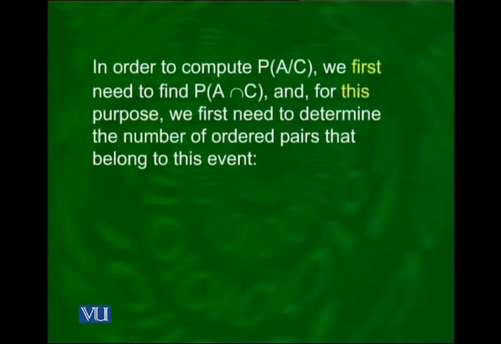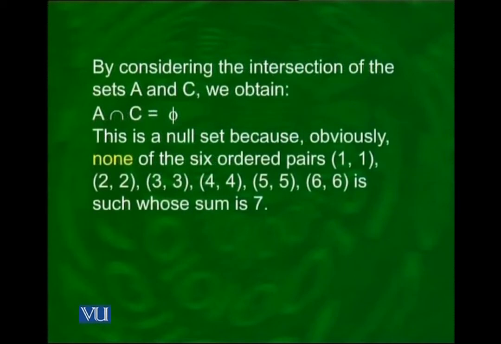So students, in this case, first of all, we will be wanting to find the probability of A intersection C, which has to occur in the numerator of our formula. Now, the most interesting and important point is that A intersection C is equal to phi, and that is the null set. And why is this?